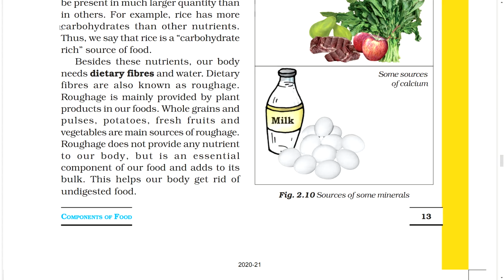Besides these nutrients, our body needs dietary fibers and water. Dietary fibers are also known as roughage. Roughage is mainly provided by plant products in our food. Whole grains and pulses, potatoes, fresh fruits, and vegetables are main sources of roughage. Roughage does not provide any nutrient to our body, but is an essential component of our food and adds to its bulk. This helps our body get rid of undigested food.